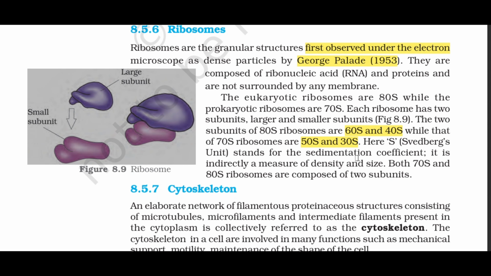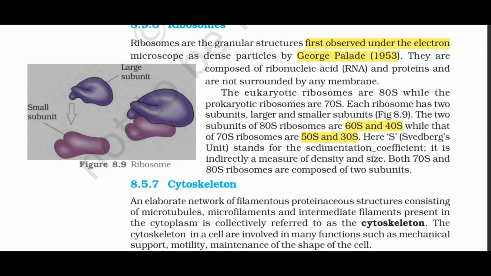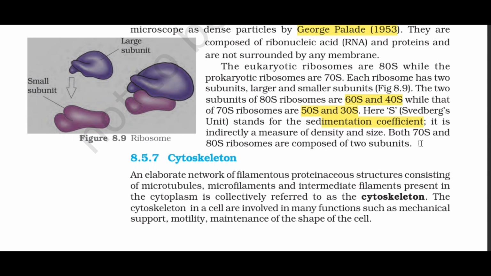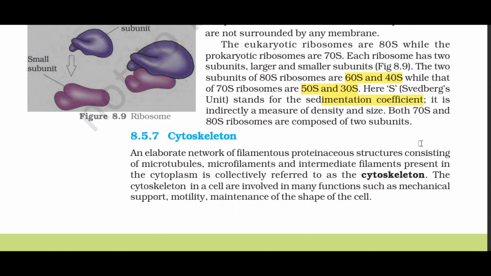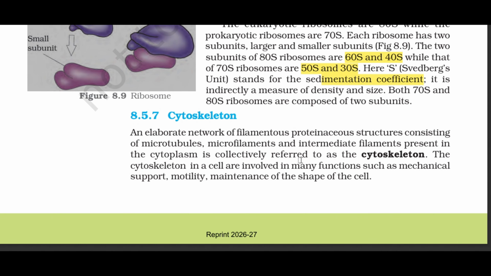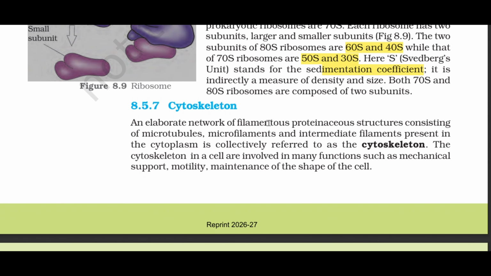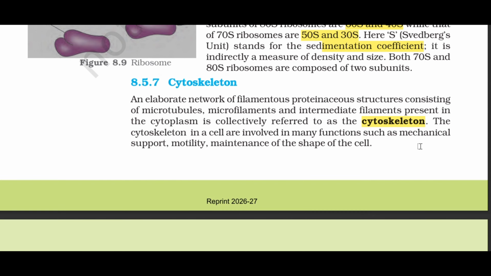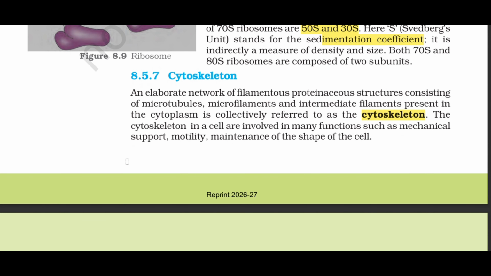Here, S, Svedberg's unit, stands for the sedimentation coefficient. It is indirectly a measure of density and size. Both 70S and 80S ribosomes are composed of two subunits. 8.5.7 Cytoskeleton. An elaborate network of filamentous proteinaceous structures consisting of microtubules, microfilaments and intermediate filaments present in the cytoplasm is collectively referred to as the cytoskeleton. The cytoskeleton in a cell is involved in many functions such as mechanical support, motility, and maintenance of the shape of the cell.